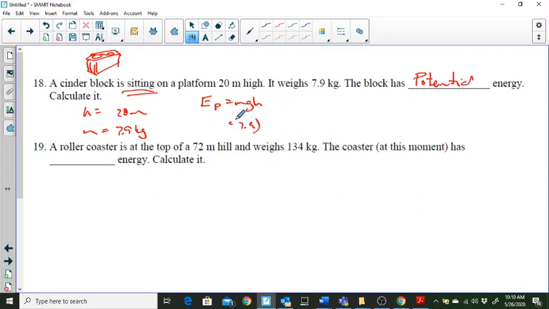All right, now we can substitute in our values. Our mass, 7.9. Our value for g, it doesn't mention g. Oh, right, g, 9.8 newtons per kilogram. And then our height of 20 meters. Anything squared? Nope. Excellent. So now we can just multiply these together. I'm going 20 times 9.8 times 7.9.